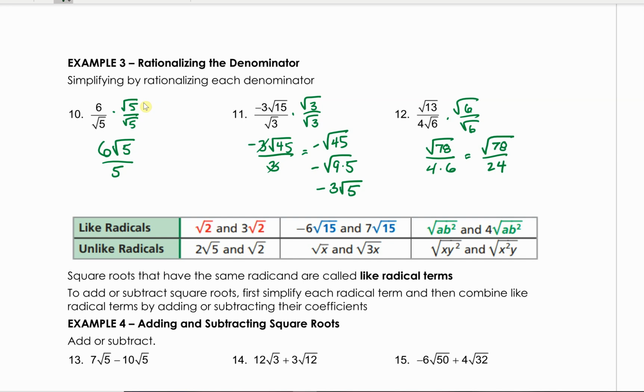And I don't think 78 is a perfect square. It certainly isn't. I don't think it has a perfect square factor. No, 4 doesn't go in there. 9 doesn't go in there. 16 doesn't go in there. 36 doesn't go in there. It's not going to work. So that's it. You're done. Sometimes you can't simplify. All right, moving on.